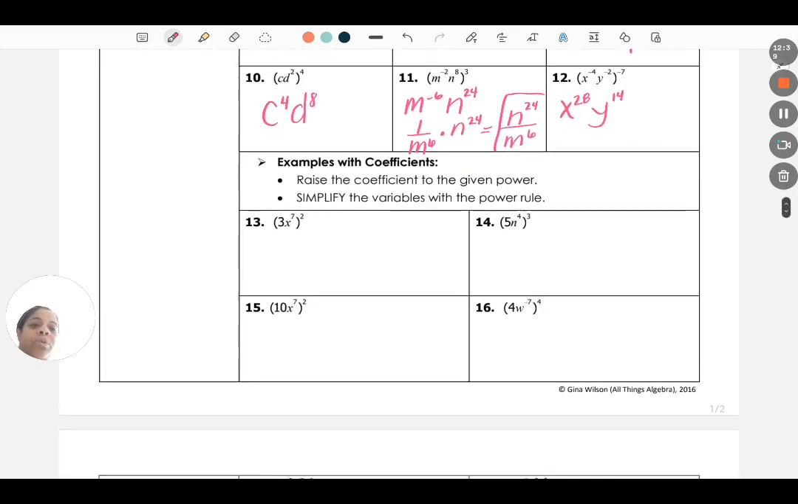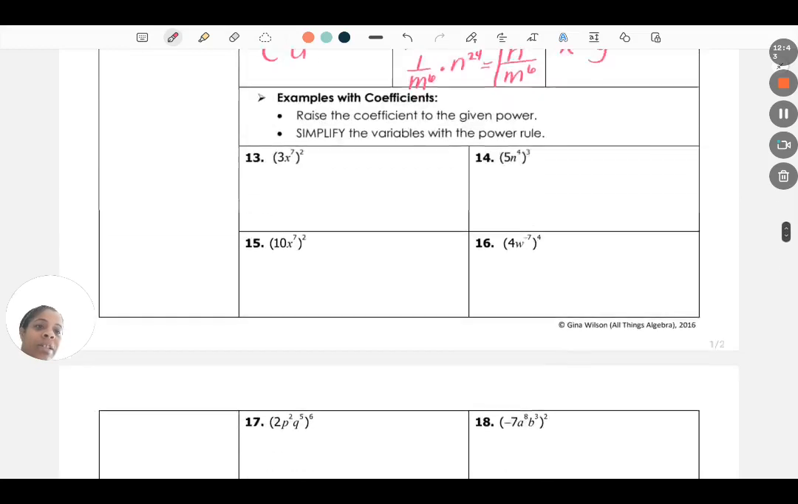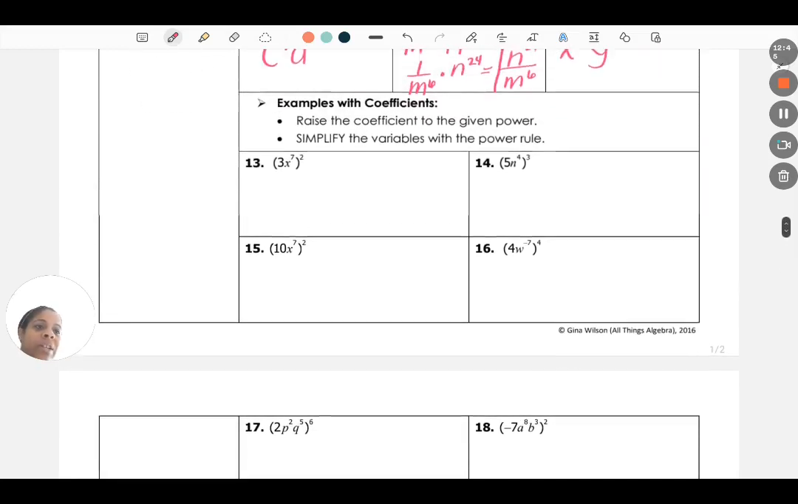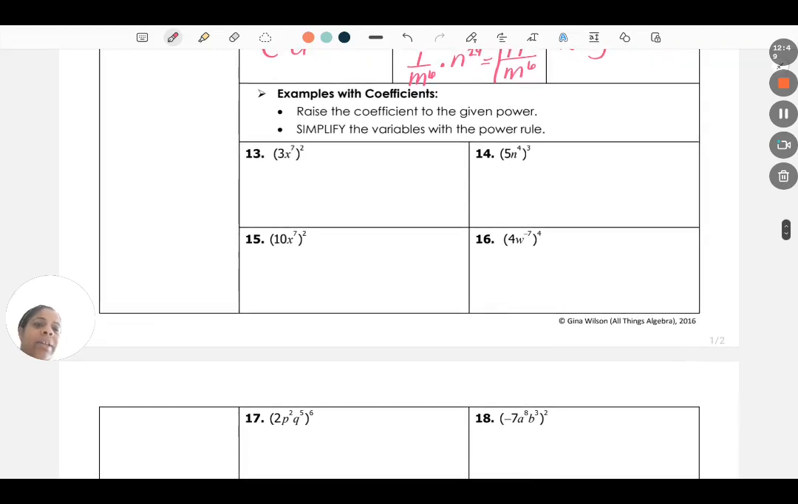Let's do examples with coefficients, just like yesterday. Let's make sure we've got a lot. So I'm going to go ahead and start talking a little faster as I go down. All right, if you needed to pause, I apologize. Here we go.